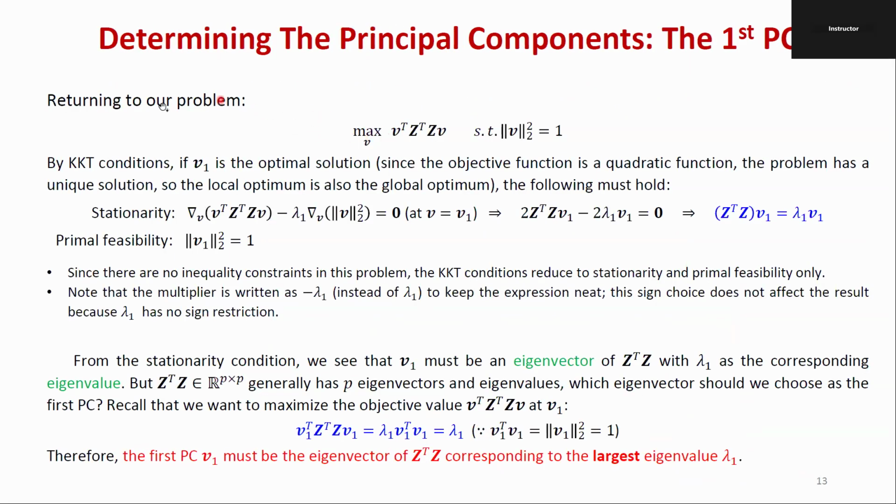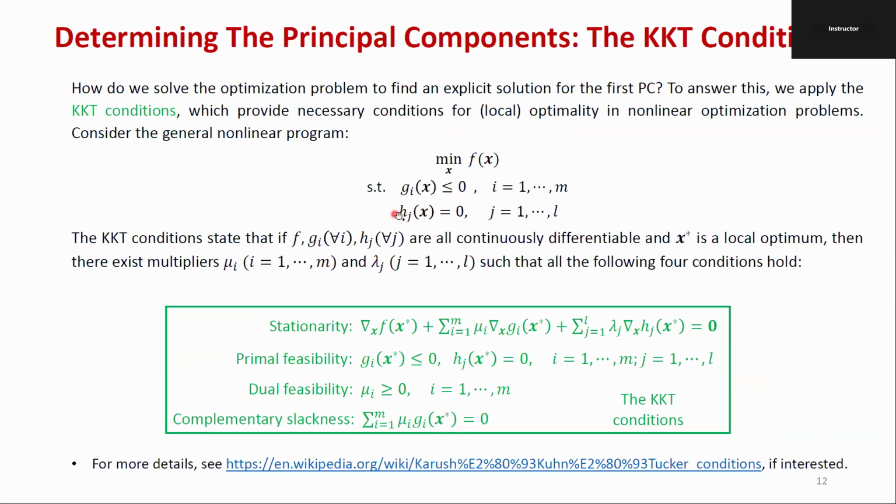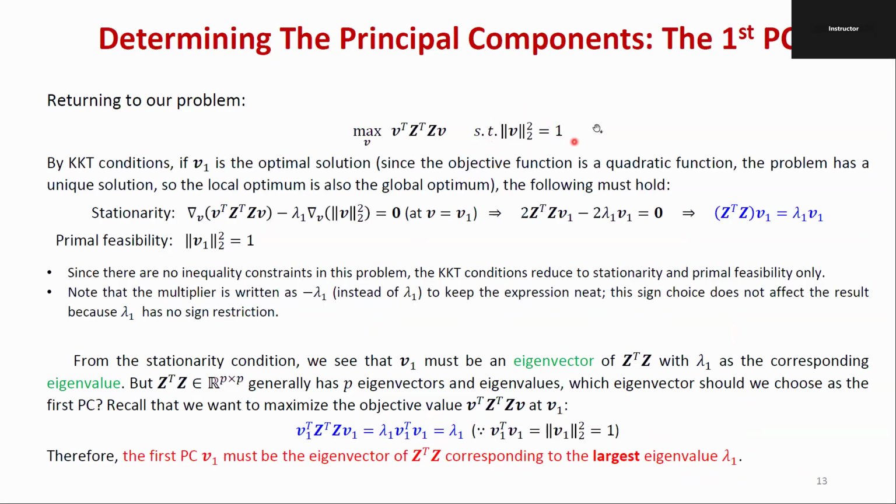Okay, so now we're gonna apply the KKT conditions to our specific problem. Since we don't have G constraints here, which are the inequality constraints, we only have equality constraints. So what I have here is only the stationarity condition and the primal feasibility. Primal feasibility is just copy and paste, which is, it's a unit vector.